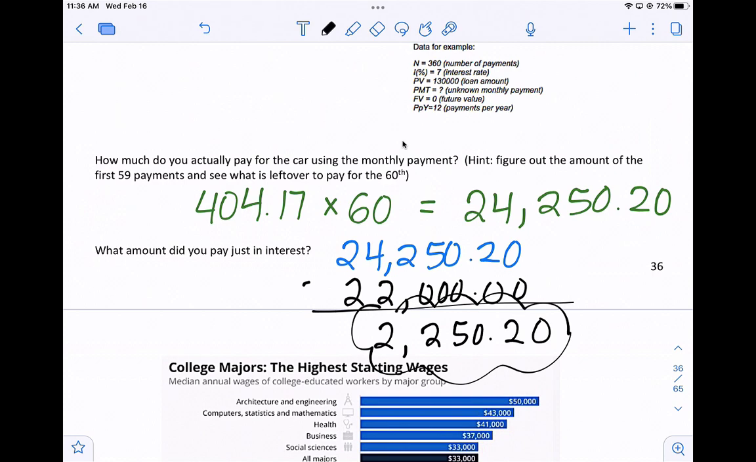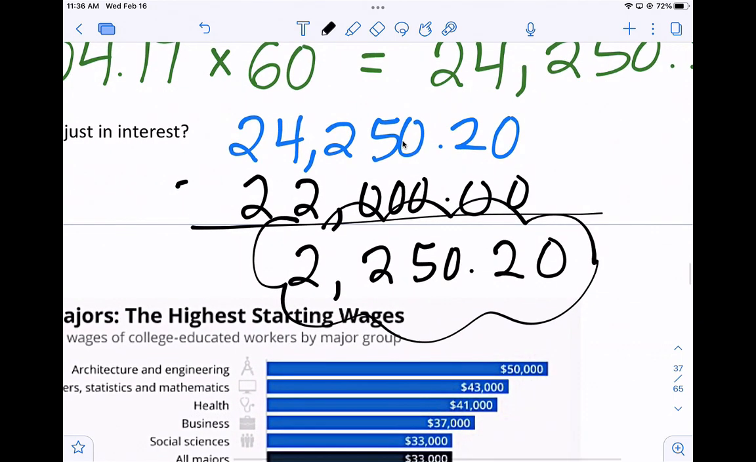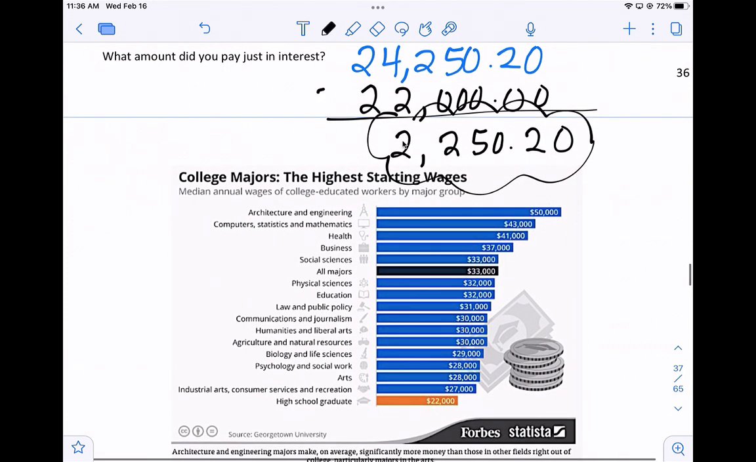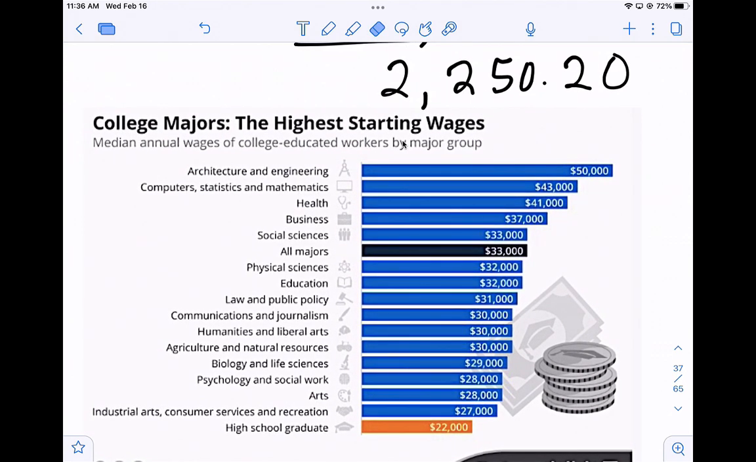So today we're going to talk about an even bigger investment, and that is a house payment, like paying off a house. How much does the bank make off of a house? We can see off a car, it's a little over $2,000 for this type of car, but what about for a house? How much does the bank make off of a mortgage? So in order to do that, I just want to give you a little context on what different careers earn. These are just starting wages, the median starting wage, so the middle starting range.